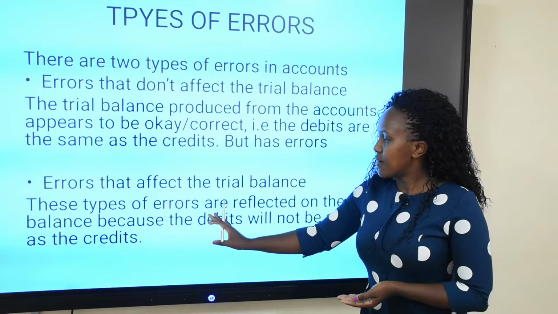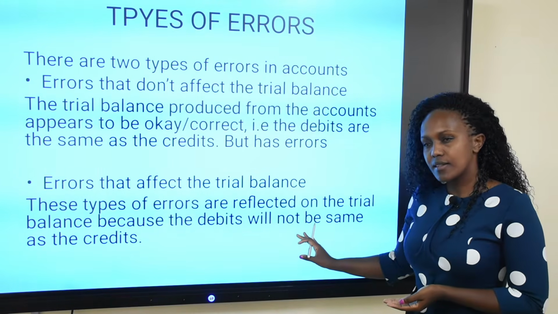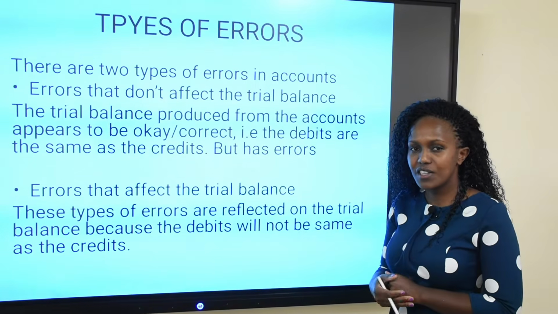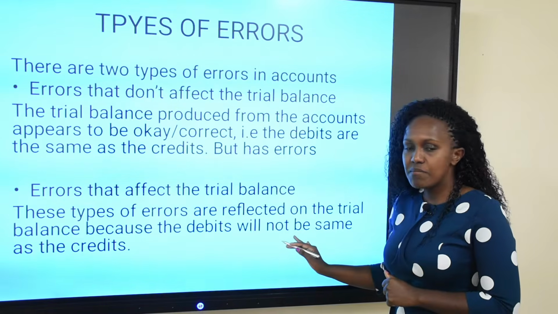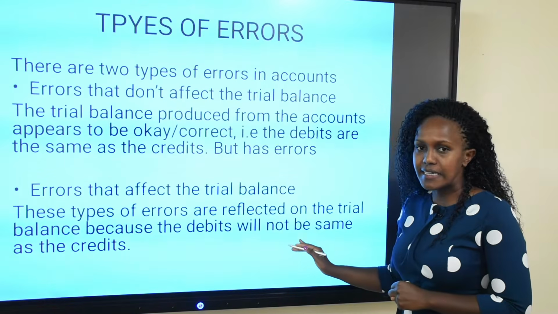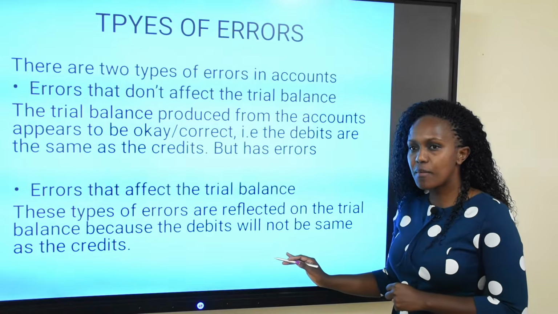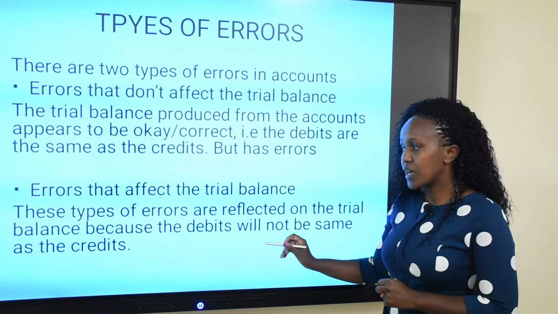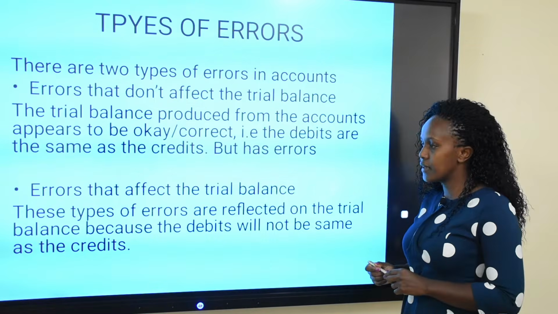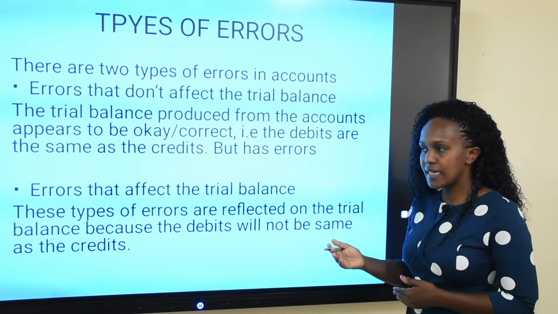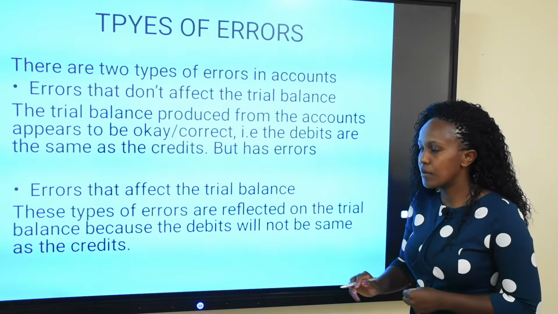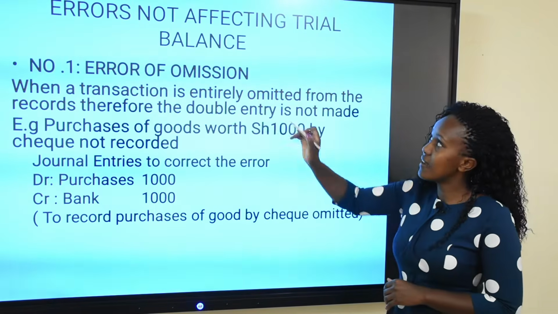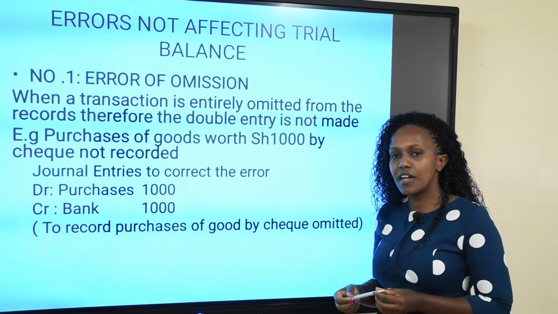The other type of errors are errors that affect the trial balance. This second category of errors, here the trial balance does not agree. That is, the debits and the credits do not agree. So simply by looking at the trial balance in terms of the totals of both columns of the debit and credit, you can identify that there is an error because one side either has more or less than the other, and that will mean that there are errors affecting the trial balance. We can start with errors not affecting the trial balance.